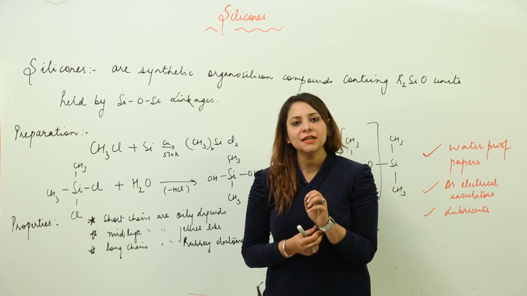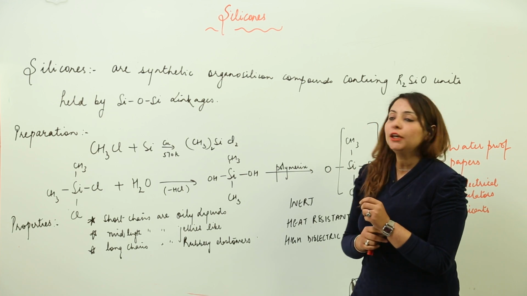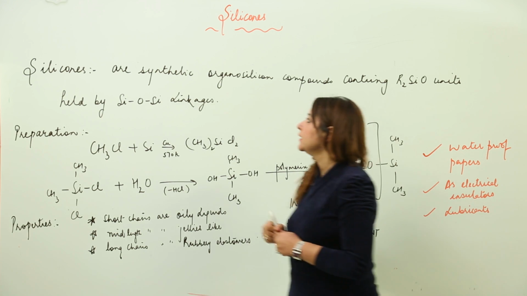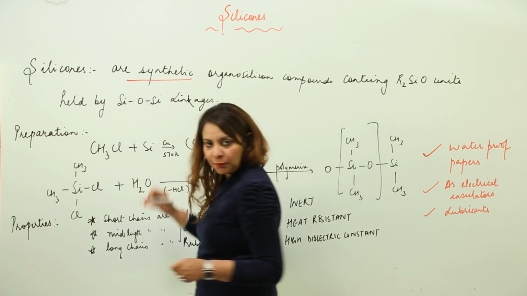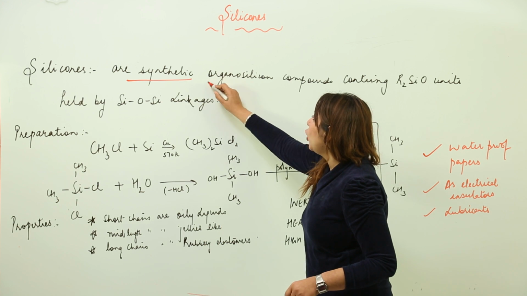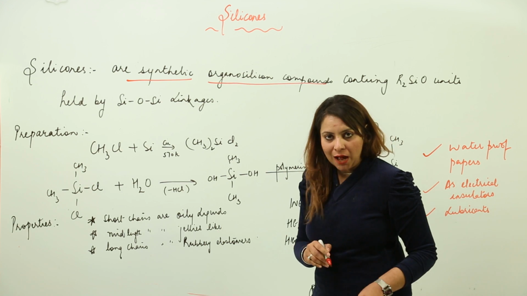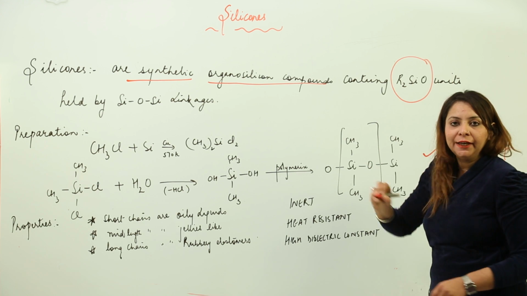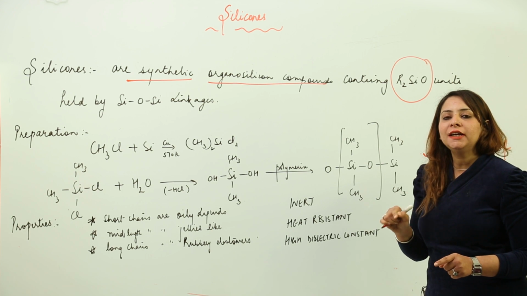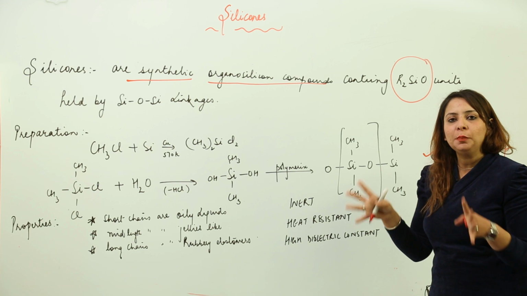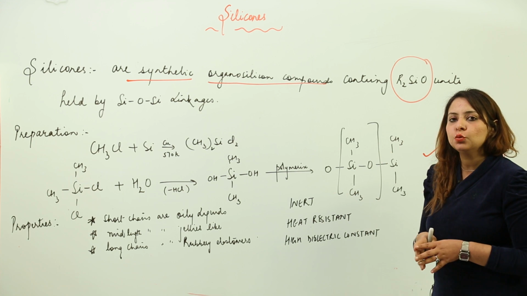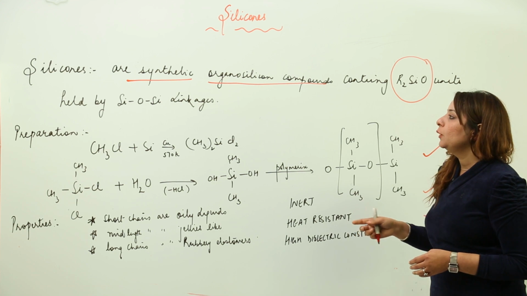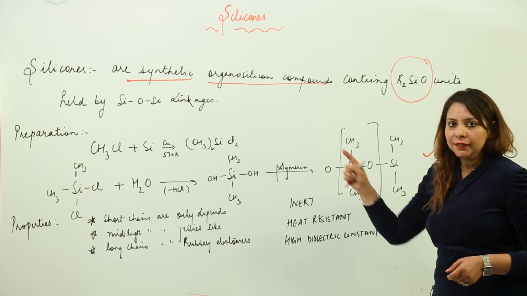Now we are going to start a compound that is the silicones. What are silicones? The first thing is that they are synthetic, that means man-made, and they are organosilicon compounds which contain the unit R2SiO. That means this unit R2SiO keeps on repeating in three dimensions and gives rise to a giant structure, that means a polymer, which is particularly called silicones.